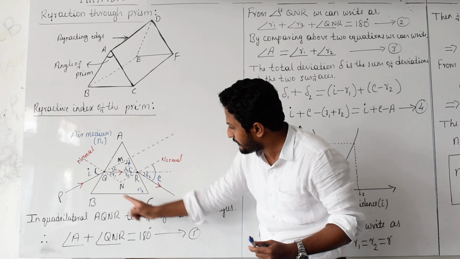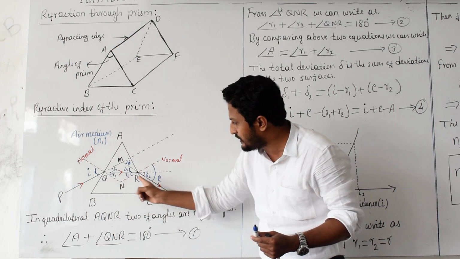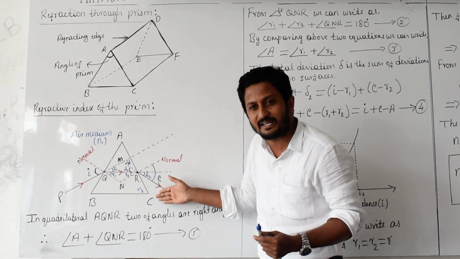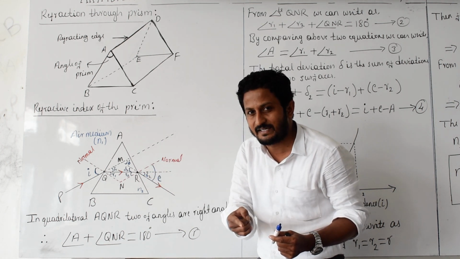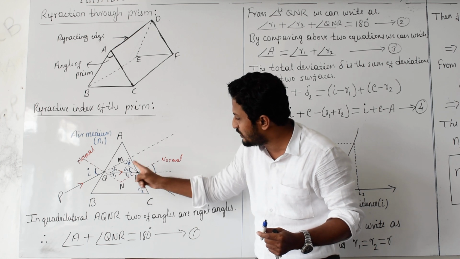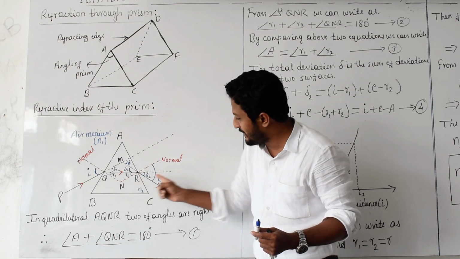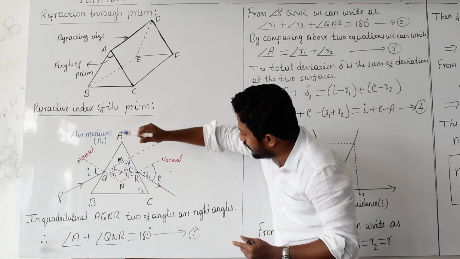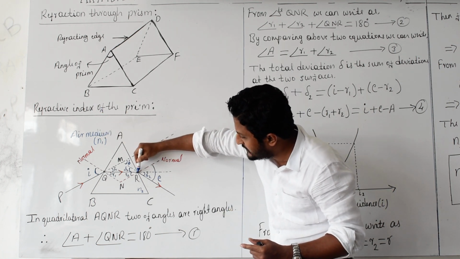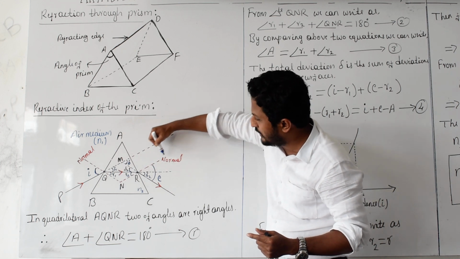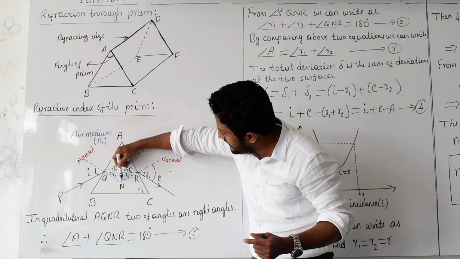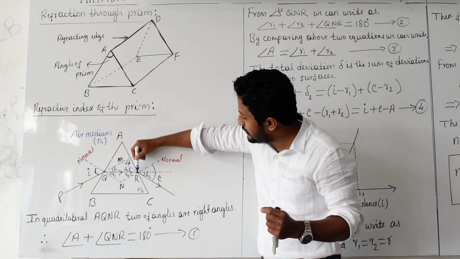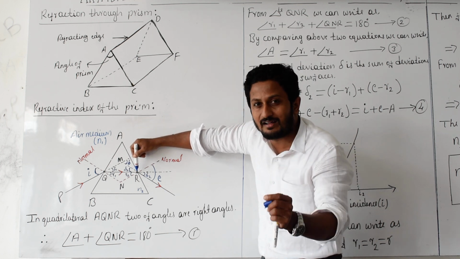Now look at the light ray QR. This QR got incident on the second surface AC. Now QR is moving from denser medium to rarer medium. Keep that in your mind. Now at that point of incidence, again you draw one normal. This red dotted line indicates the normal at the point of incidence R.